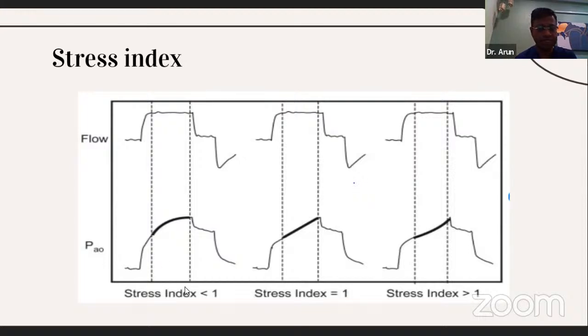If you are getting a stress index less than 1, that is convex upwards, there is still room for an increase in PEEP. You can further increase the PEEP. And if you are getting a stress index greater than 1, a shape like this, concave upwards, there should be no further increase in PEEP.